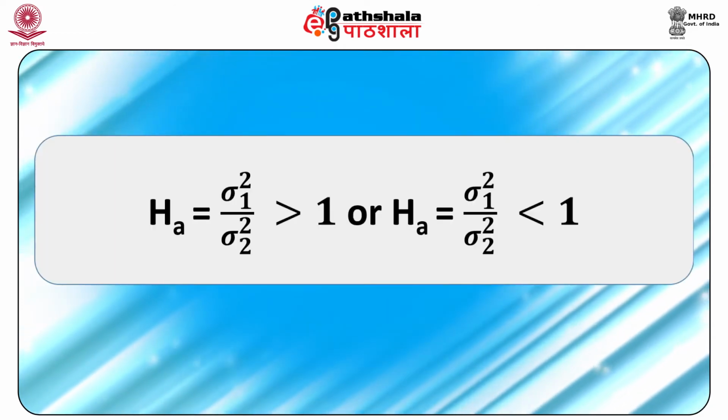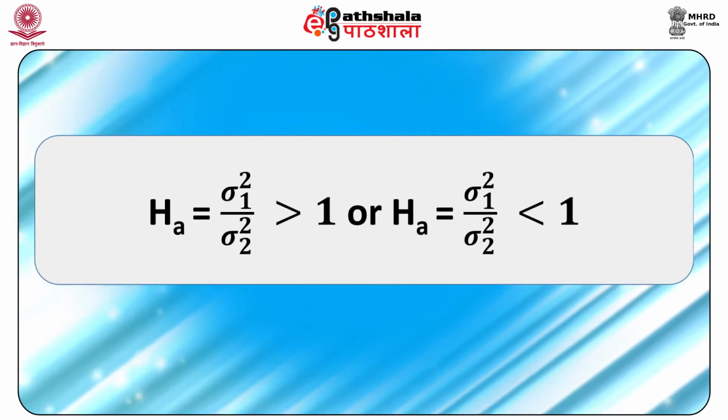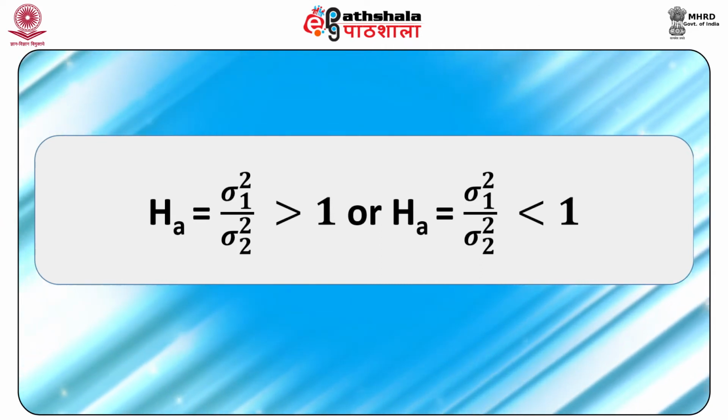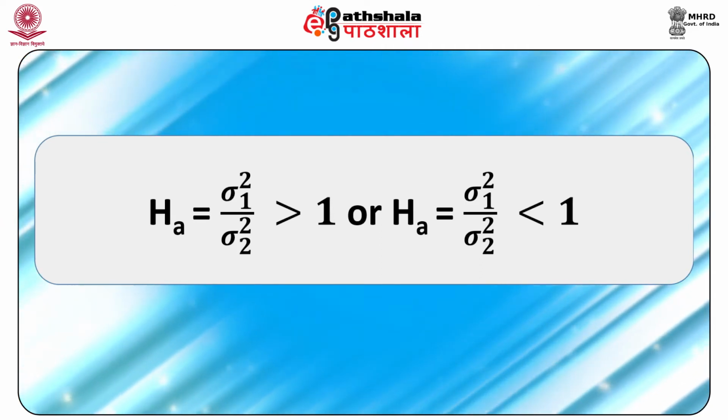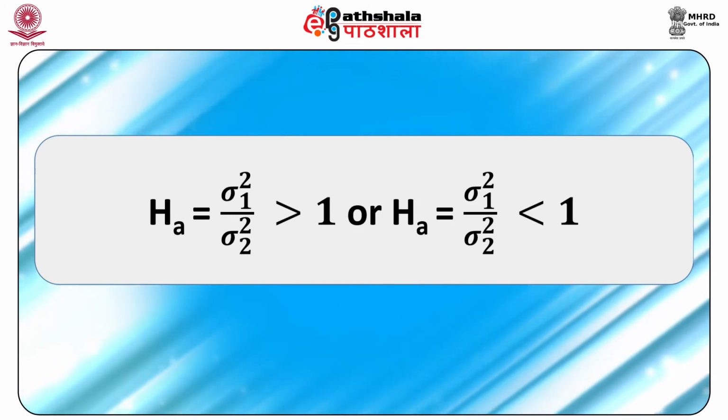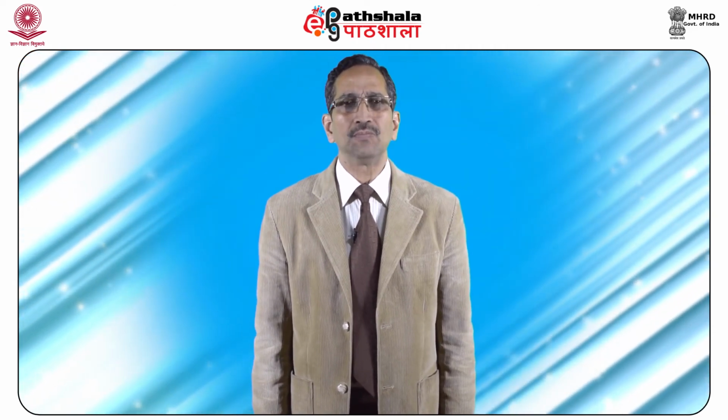Now we must understand that if the alternative hypothesis had been HA: sigma 1 square upon sigma 2 square greater than 1, or HA: sigma 1 square upon sigma 2 square less than 1, we would have used a one-tailed test with rejection region consisting of only the right-tailed or left-tailed area. For details, you can refer to other modules on two-sample inferences also.